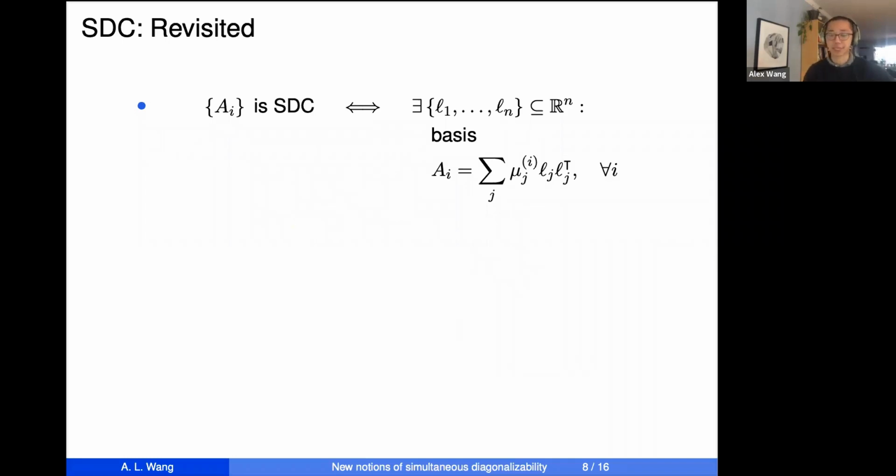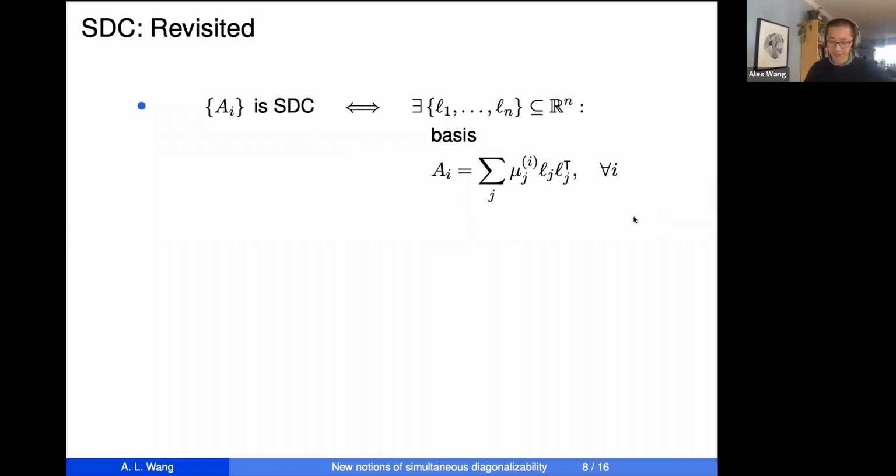I claim that a set of matrices is SDC if and only if I can find a set of vectors L1 through Ln, which form a basis of R^n. And what I want is that after fixing this basis, for each of my A sub i matrices, you need to be able to write it as a linear combination of these outer products, L sub j L sub j transpose. In this definition, it's clear that a single matrix is SDC, and perhaps it's a little murky why a pair of matrices should be SDC.